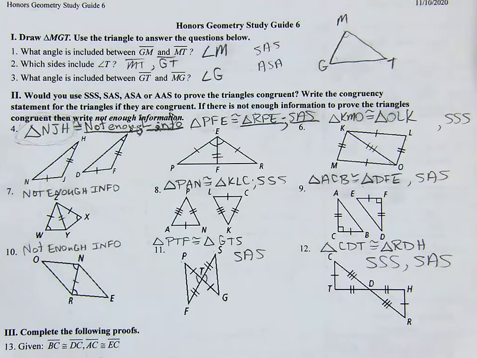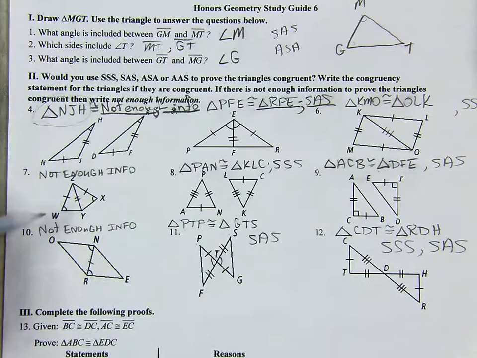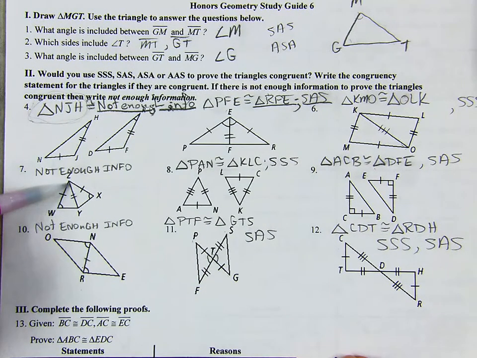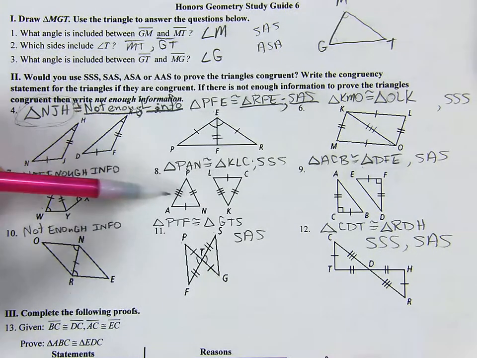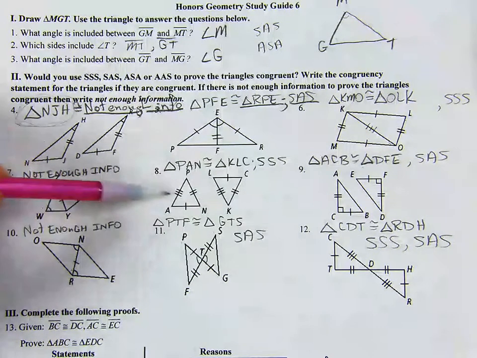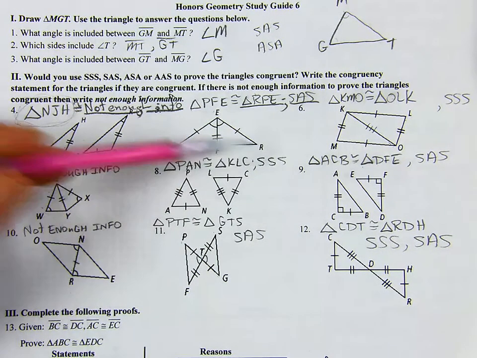Okay. The next one, number 7, we knew that this segment was congruent to itself, but still that's angle-side-side. Angle-side-side is not one of the ways to prove triangles congruent, or side-side-angle if you look at it the other way. Either way, it's not enough information. Number 8, these are congruent by side, side, side. It's obvious. All three sides are marked congruent, so side, side, side.